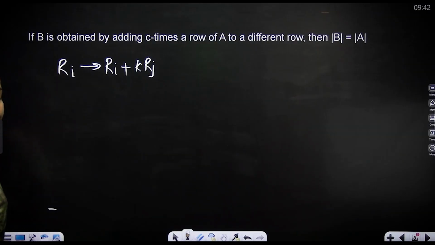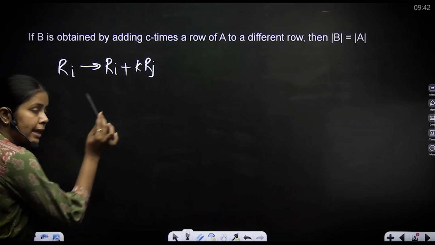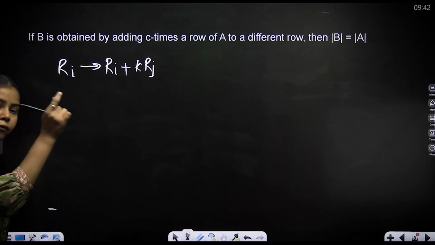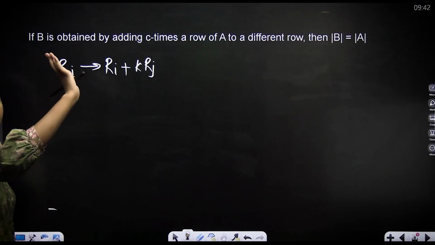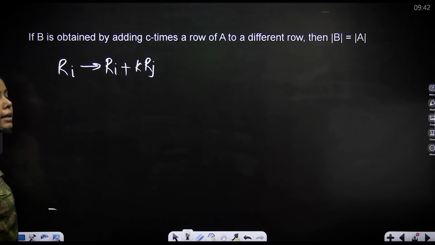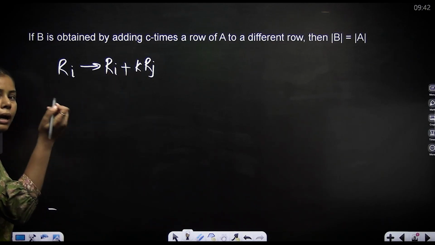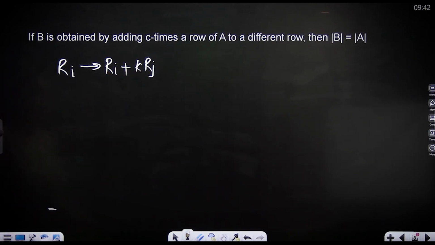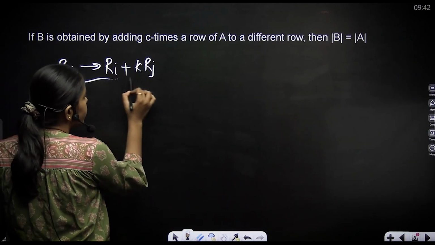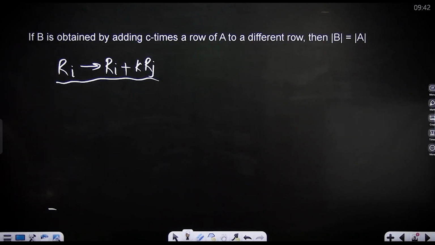Are you getting my point? That means I am multiplying scalar k with Rj, any random row which I have taken, and I am adding it to Ri, or I am subtracting. If I want to subtract, I'll take k as -1. So if I am applying any kind of this operation, then it would not change my determinant.